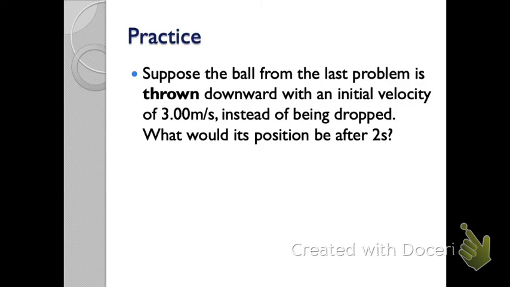So let's go ahead and see what our variables are here. So what's the variable that's changing? Initial velocity. And so is it positive 3 or negative 3? It's thrown downward. So we have to read our context clues. Negative 3. Okay, let me just show you this real quickly.